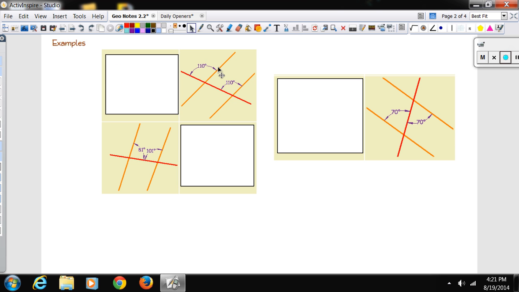Are these two lines proven to be parallel? And the answer is yes, they are parallel because corresponding angles, they're both in the upper right corner here, are equal. So these two corresponding angles are equal, therefore the lines must be parallel.